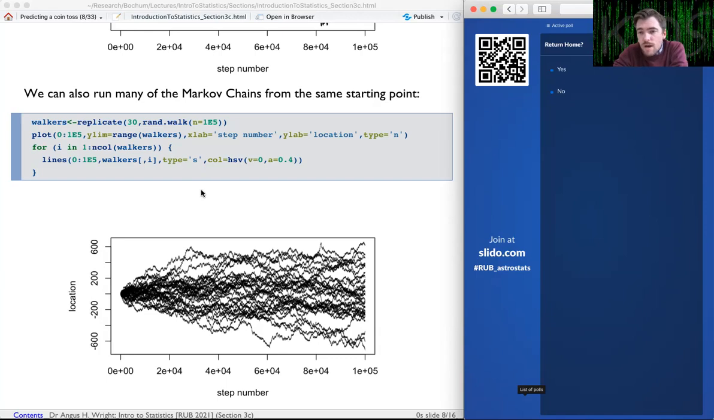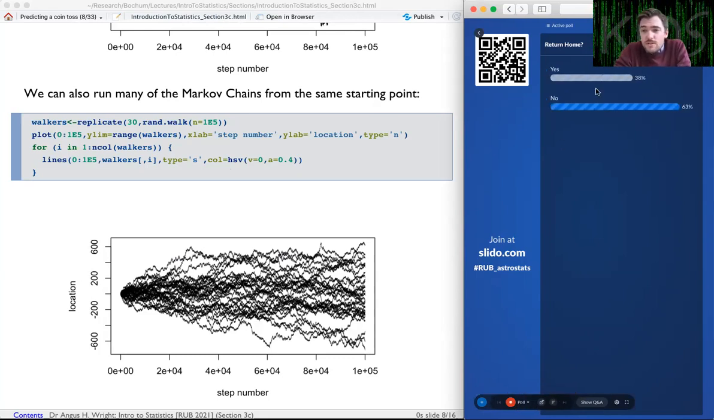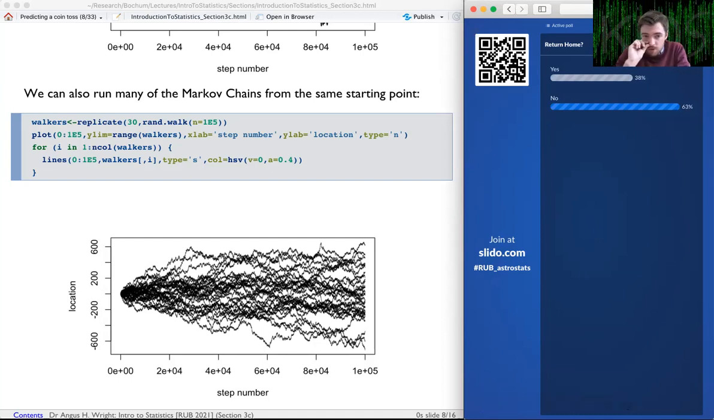Let's just ask a simple question: do you think that you will return home in 100 steps with very, very high probability? Yes or no? We'll wait until we have a few responses. We have 16 people online, so we'll wait until we have about half that, as per norm. We're at 7, there's 8. Okay, this is interesting. You think that the probability of returning home in 100 steps is pretty low.